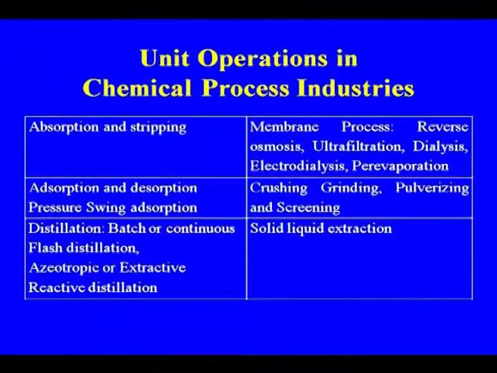A large number of unit operations are used in the chemical process industry, petroleum refinery and petrochemical industry. The first, very common unit operation is absorption and stripping, adsorption, desorption, pressure swing adsorption. That was the development in adsorption, and now the separation of air is possible, because earlier we used liquefaction of air for getting oxygen and nitrogen. Now with the coming of pressure swing adsorption, we are able to produce oxygen and nitrogen even at a lower capacity.